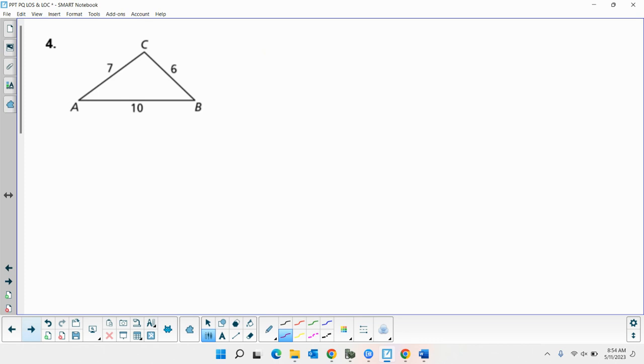Which situation we got here? Side. Which law? Cosines.